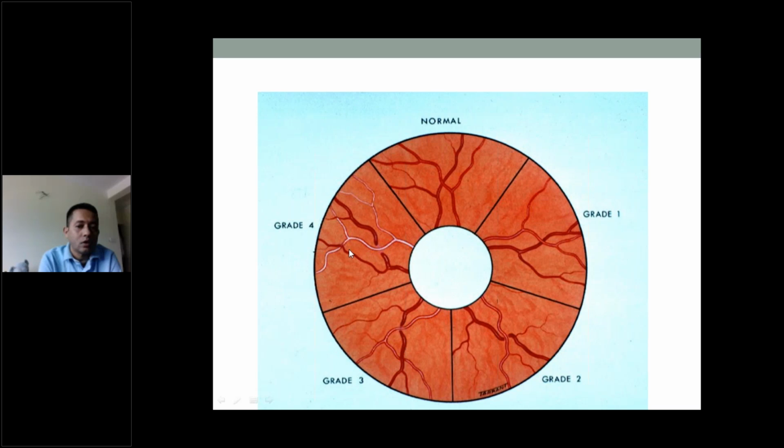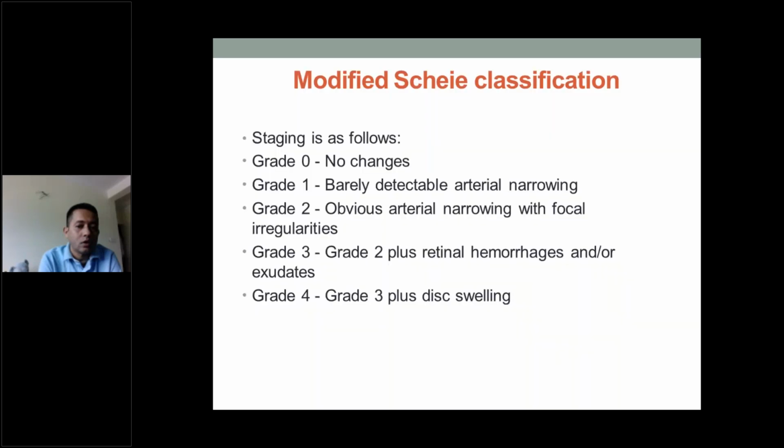So this is hypertensive retinopathy based on the arterial light reflex and crossing. These are both classifications given by Scheie, and many times we also use the modified Scheie classification, which just combines both classifications and makes it much easier. Grade 0, no changes. Grade 1, there is barely detectable arterial narrowing. Grade 2, obvious arterial narrowing with focal irregularities. Grade 3 is grade 2 plus some hemorrhages and exudates, and grade 4 is when there are all these changes plus optic disc edema.